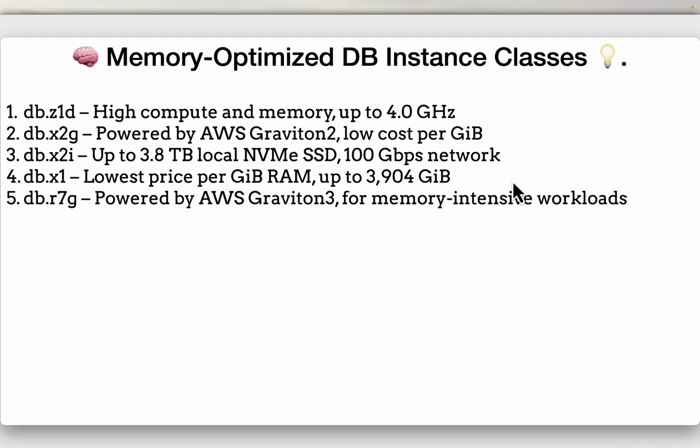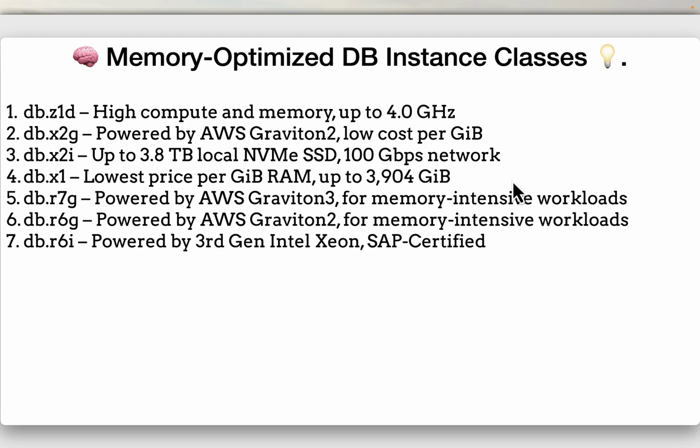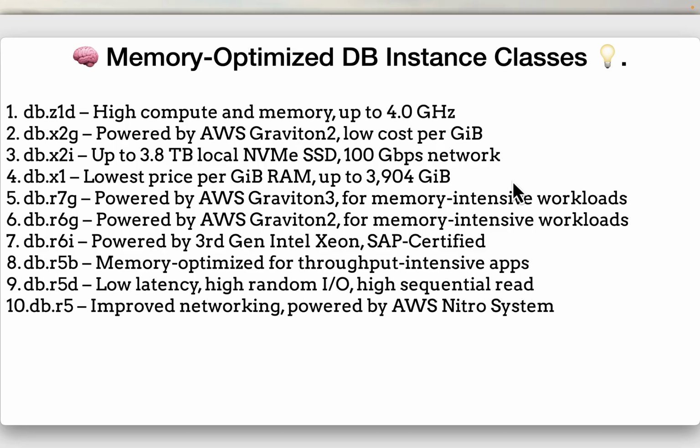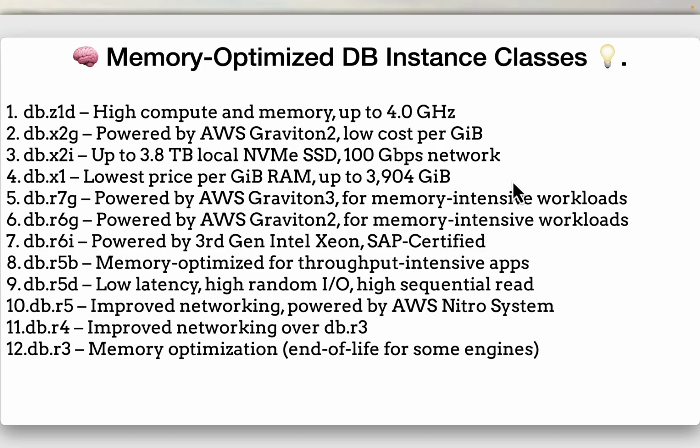Then I'll just quickly show you on the screen. You can pause and take a look. Okay, so these are all the memory optimized classes. You can see a pattern: G, and then I for Intel Xeon, and based on the nomenclature, it's for different purposes. Whichever does not have G are the generic ones.